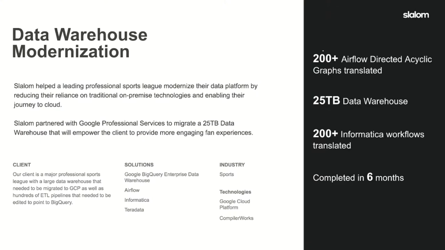This was a complex migration, as you can see from the metrics on the slide. It was a 25 terabyte data warehouse, their enterprise data warehouse, that had to be moved over to Google Cloud, and it included all the upstream and downstream integrations. Slalom partnered with Google Cloud and successfully delivered this migration in under 6 months and set up the client on their modernization journey.